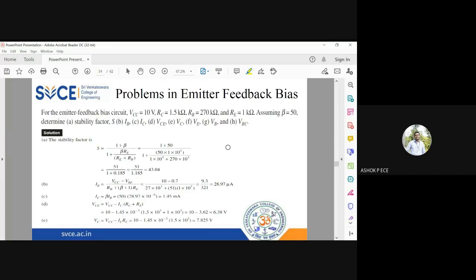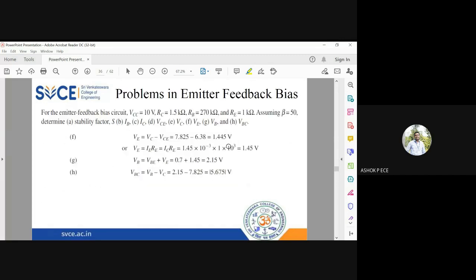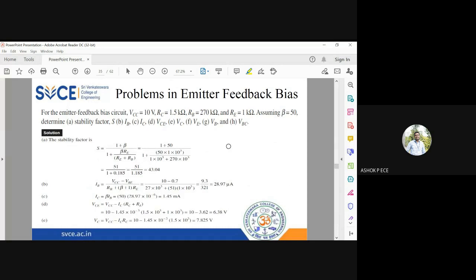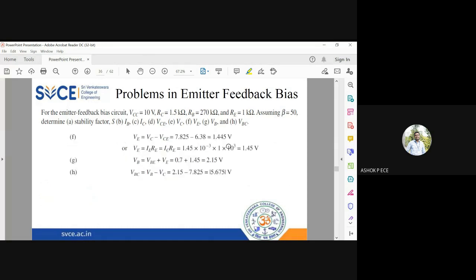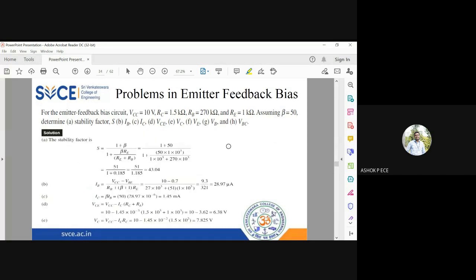Okay, so the same problem, one problem we'll take, and we will try to simulate the same problem using Multisim also. So consider the problem. They have given all the resistance and voltage values. VCC is 10 volt, RC is 1.5K, RB is 270K, and RE is 1K. They have given beta is 50.